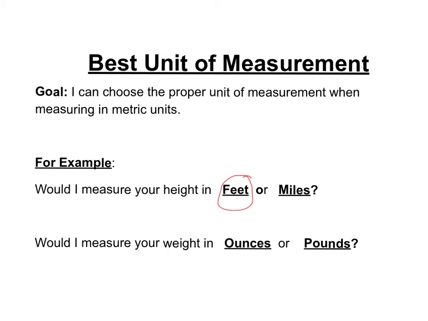Another example, would I measure your weight in ounces or pounds? Hopefully you're thinking pounds, because an ounce is way too small of a unit to be measuring you in. Matter of fact, when they weigh babies, they weigh them in pounds also, and babies can come out at 6, 7, 8, 9 pounds and so many ounces. So the pound is the correct unit to measure it.